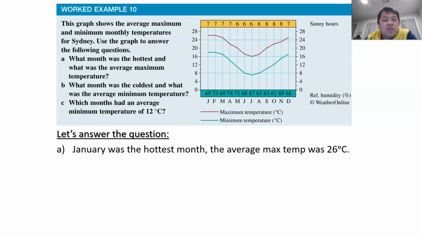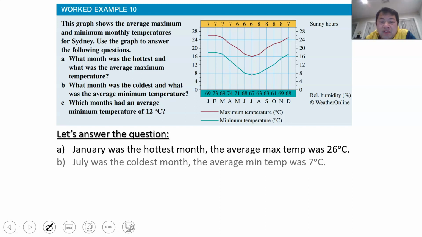What about the next question? Pause the video and answer it. What month was the coolest and what was the average minimum temperature? For the coolest, you have to look at the green line. Somewhere around here. So that month must be July. And what was the temperature? It was between 6 and 8, so about 7 degrees Celsius.